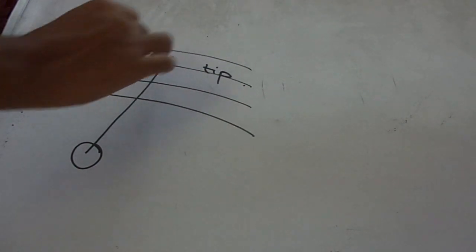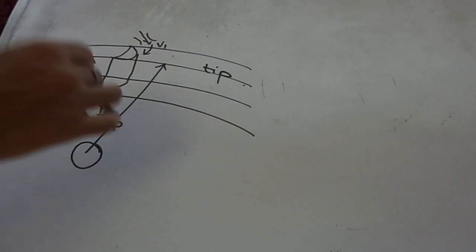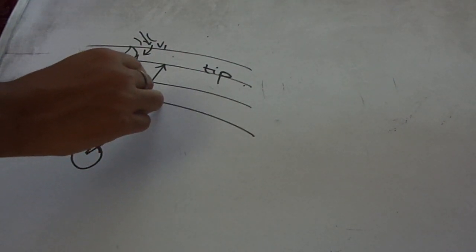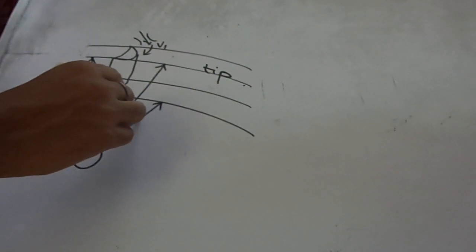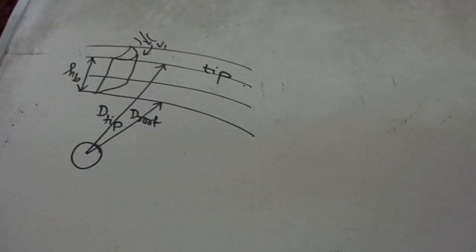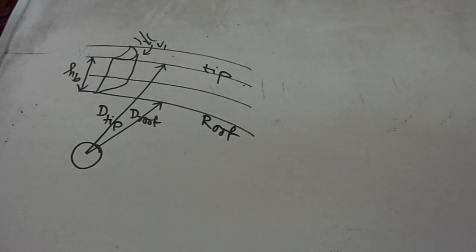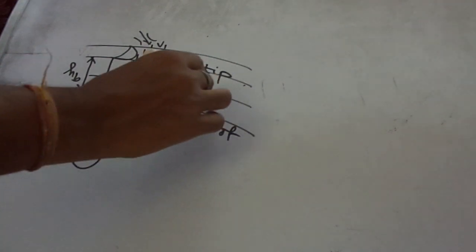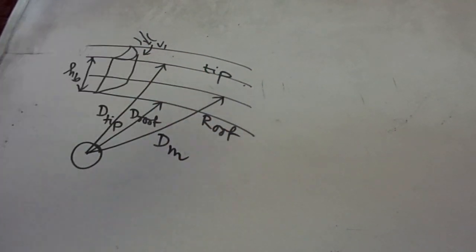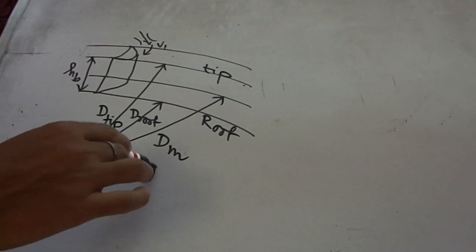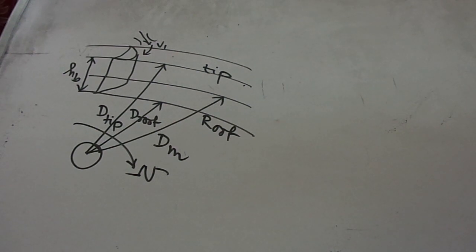This is the d tip, tip diameter. This is the d root, and that is the dm. This is the root, and this one is the dm, and that is the n rpm, rotation.